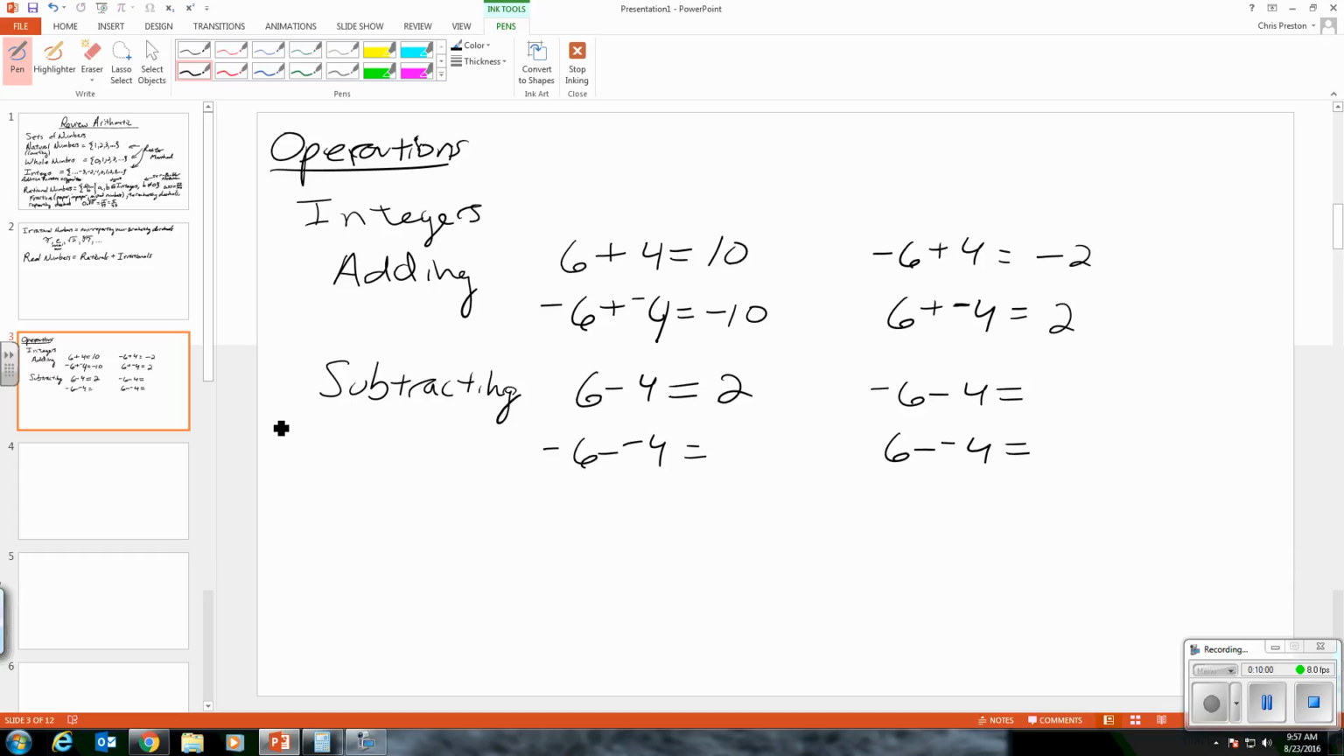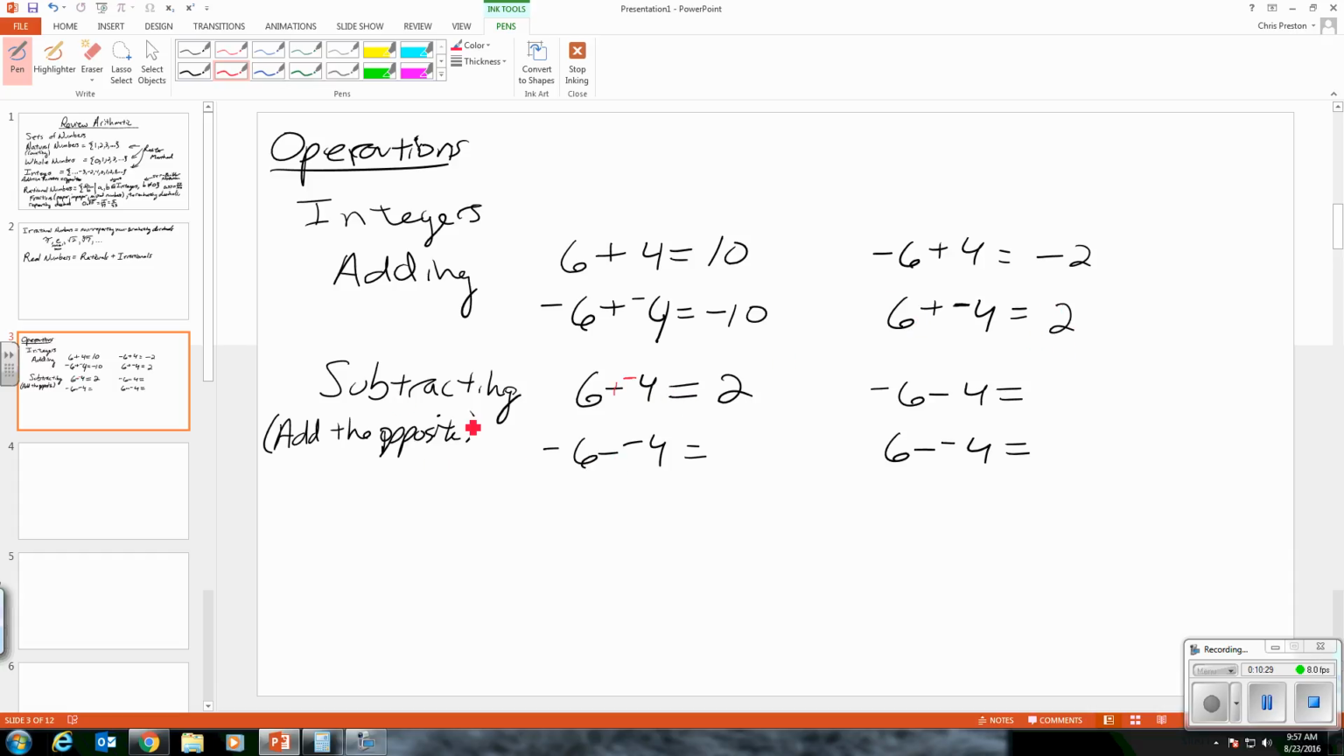Now, one thing we need to realize here is there is actually no subtracting. What we're going to do is we're going to add the opposite. So when I say 6 minus 4, what I really want to think about that is 6 plus negative 4. We're going to add the opposite of 4. And so you can kind of see, oh, that's just like this problem here.